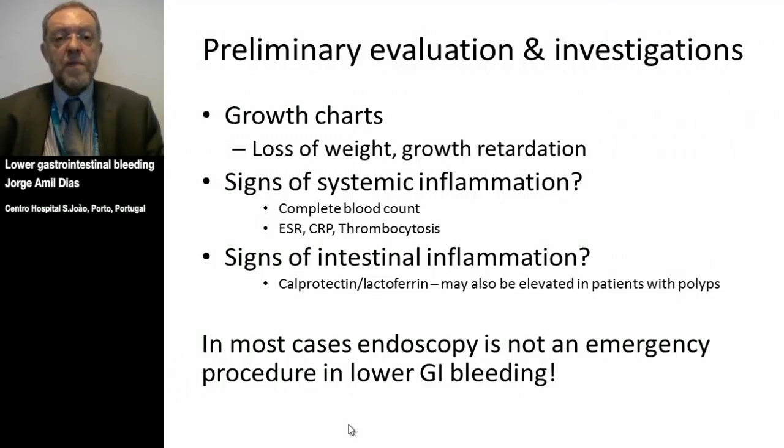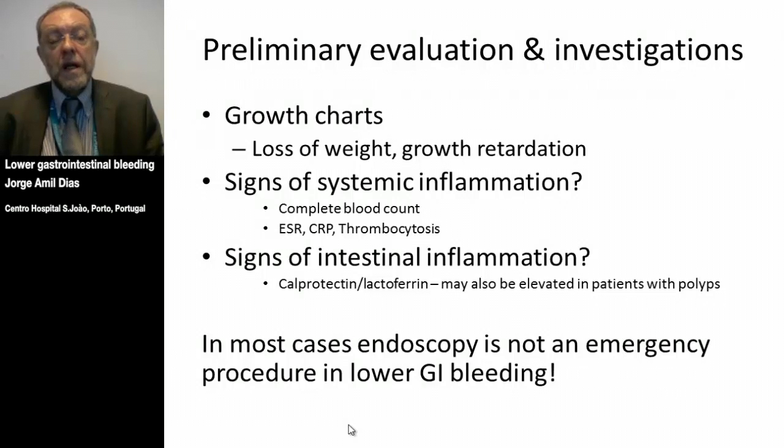If there are signs of systemic inflammation, and this may be derived by evaluating the blood count, the erythrocyte sedimentation rate, the C-reactive protein, and the count of platelets, all of these suggest an ongoing inflammatory process, again suggesting a possible diagnosis of Crohn's disease.